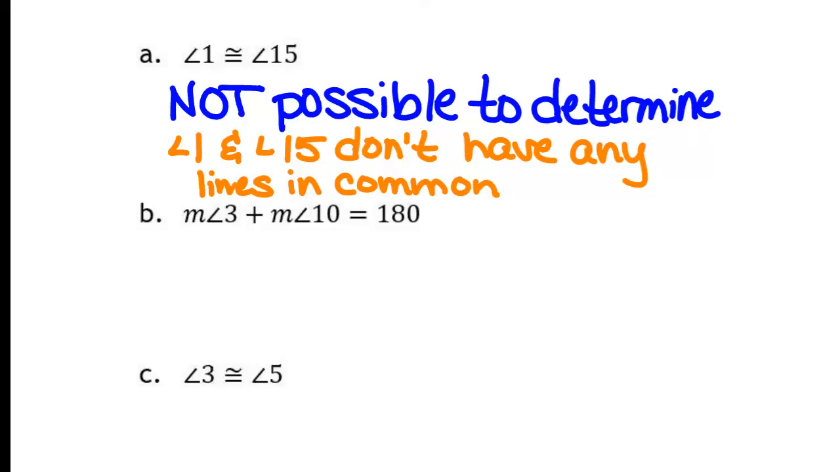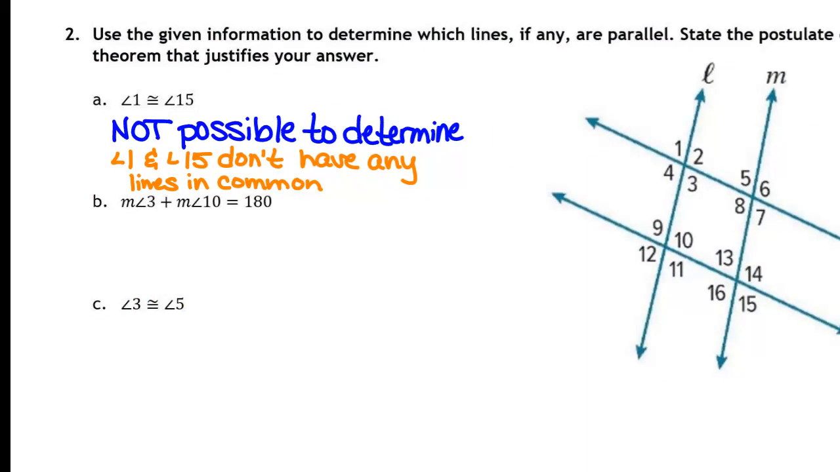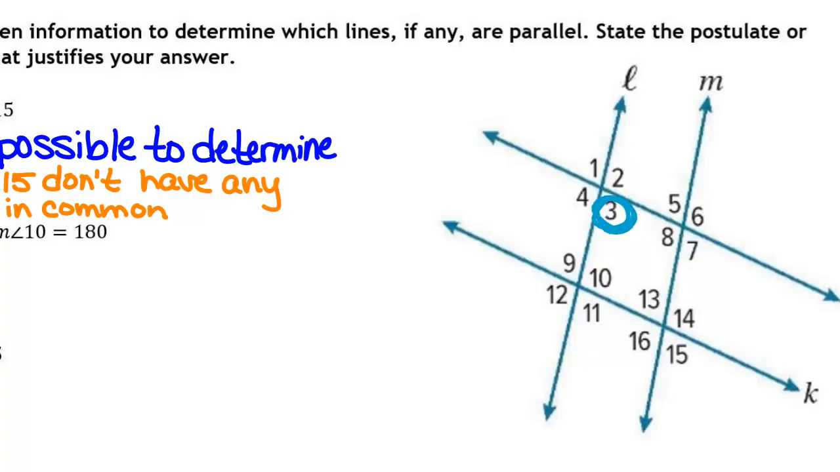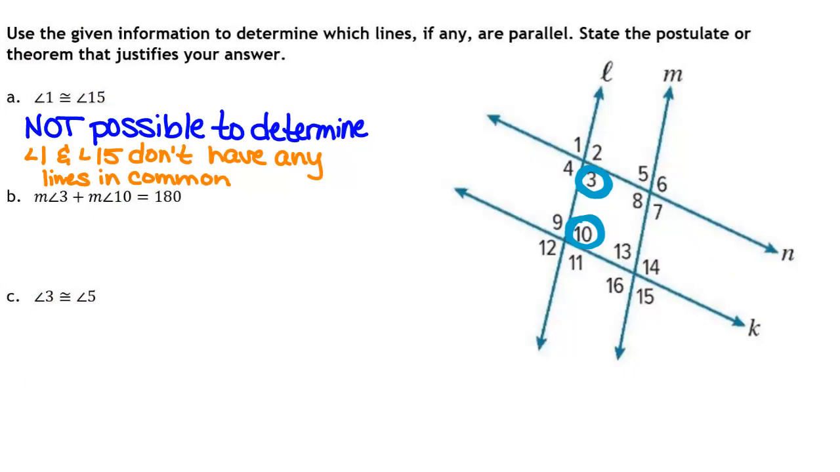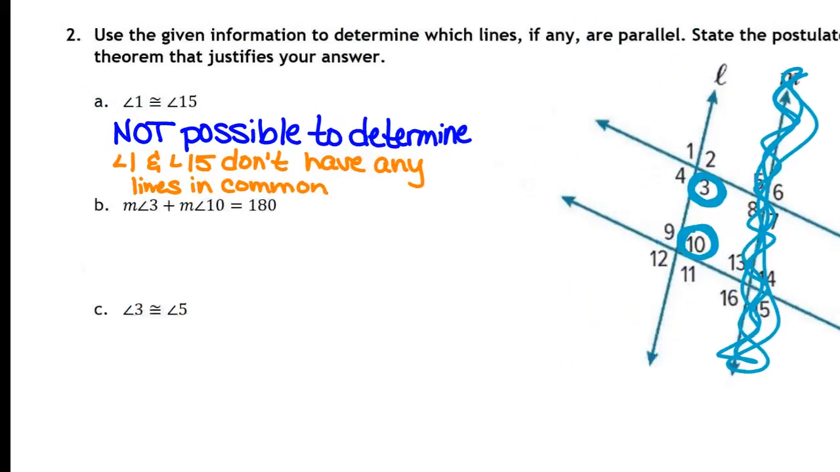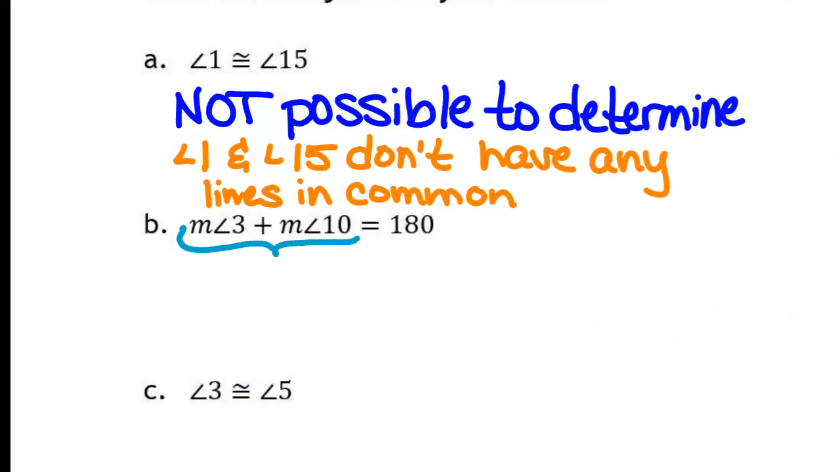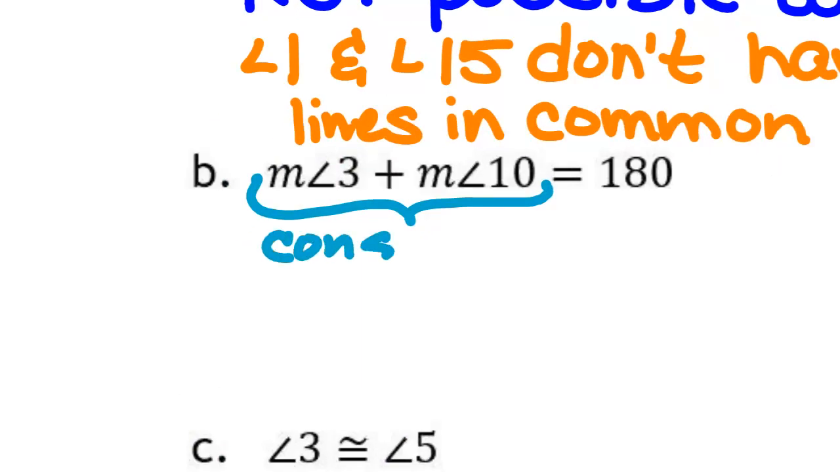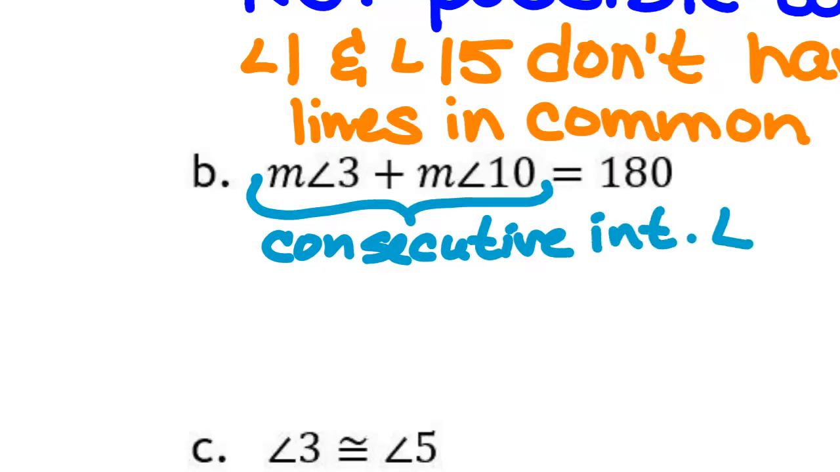All right, B, it says angle 3 plus angle 10 equals 180. Here's angle 3, and here's angle 10. What line do they both touch? They both touch L. What line do neither one touch? M. So we're totally going to ignore M for right now. What kind of angles are 3 and 10? Interior, consecutive or alternate? Consecutive. These are consecutive interior angles.